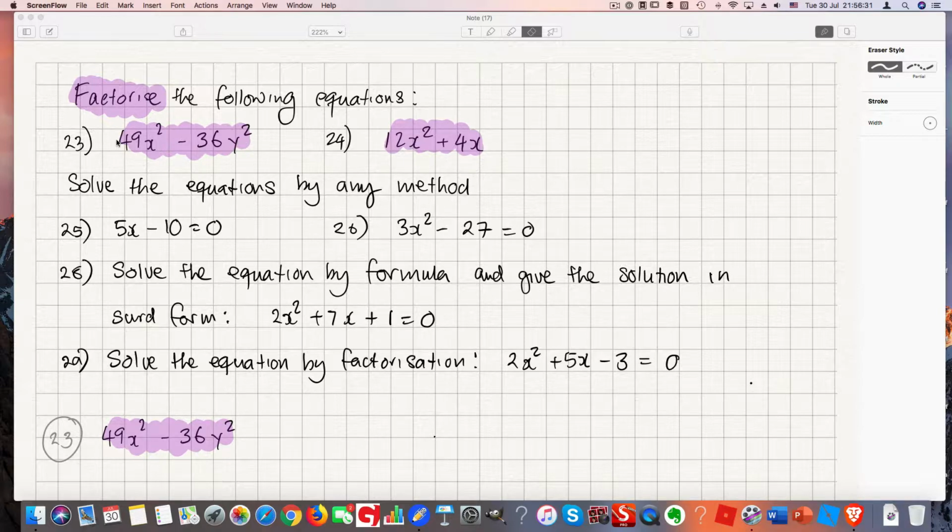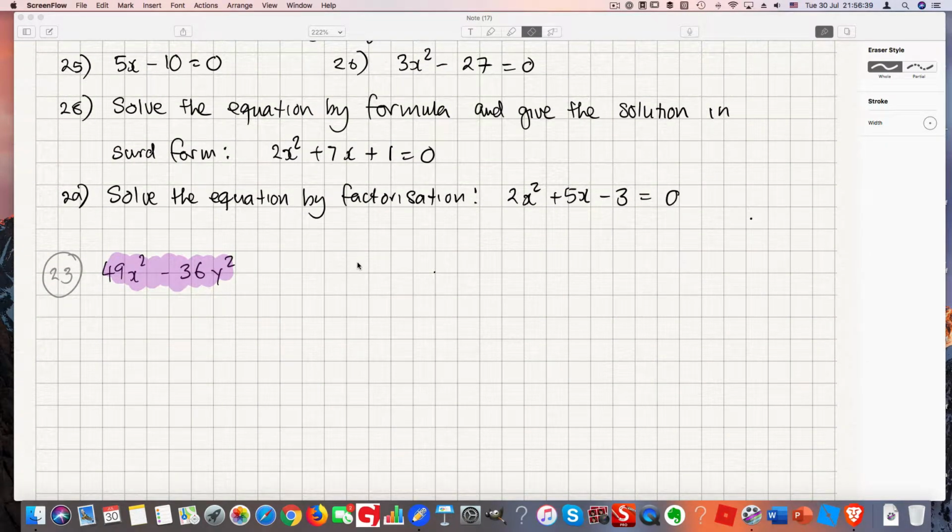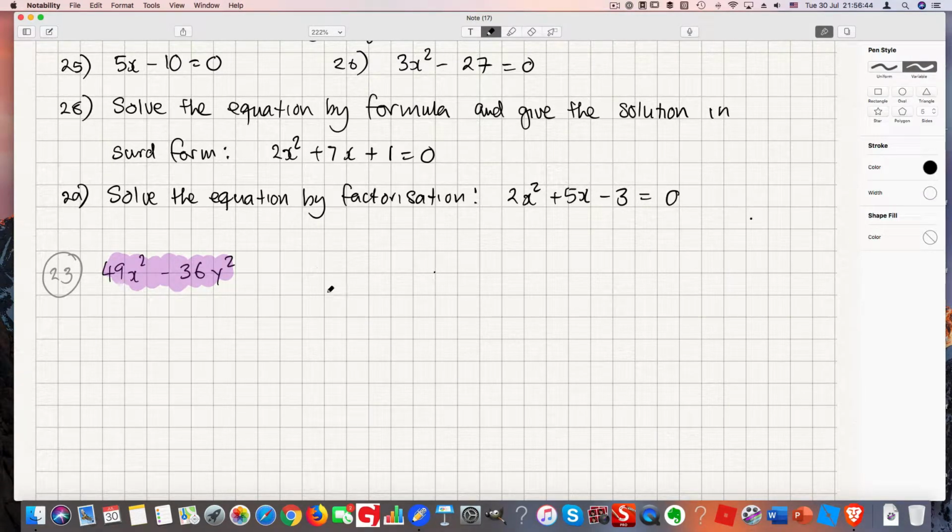Now to answer the first one, you might remember that sometimes you're given something like x squared minus 25, and you're asked to factorize this. So this is x plus 5 times x minus 5, okay?